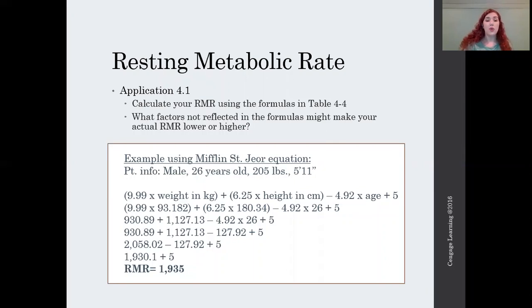And if you feel like you need more practice with this, you can complete application 4.1, which is on, I believe, page 111 in your book. And this just asks you to calculate your own RMR. As I said earlier, table 4-4 does include some different formulas that you can use to calculate RMR. However, we typically will be using Mifflin-St. Jeor. So if you need a reference, I have included it here.